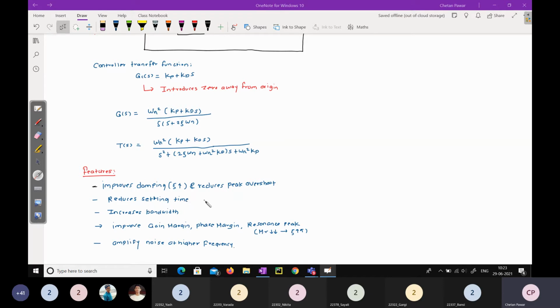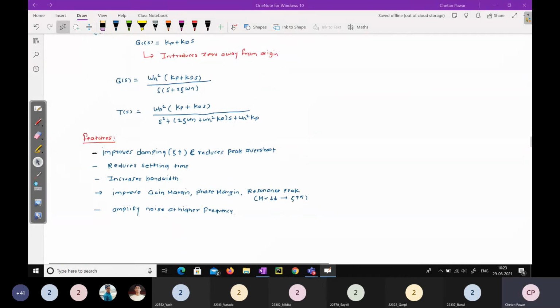As we know, for 2% tolerance band, what is the settling time? 4 upon zeta omega n. So if zeta is increased, settling time will decrease. So system will reach steady state early. Then the third point is it increases the bandwidth. Generally the PD control is just like a high pass filter kind of thing. Whatever differentiator or derivative controller you are using, that is just like a high pass type of system.